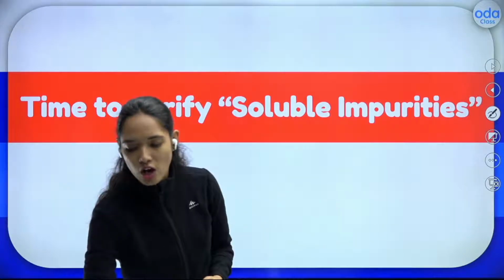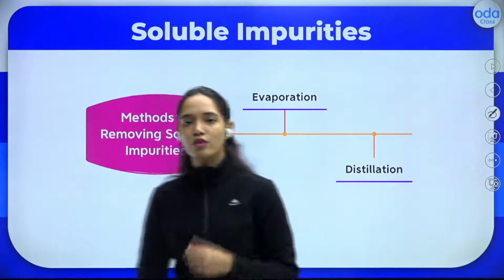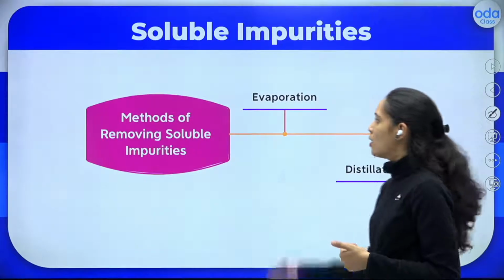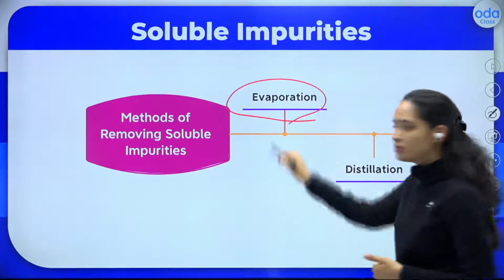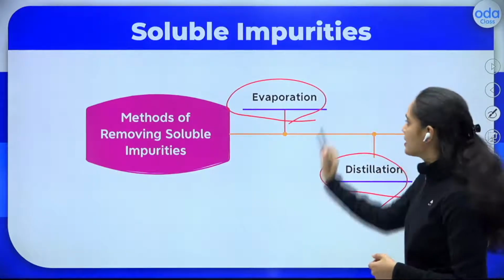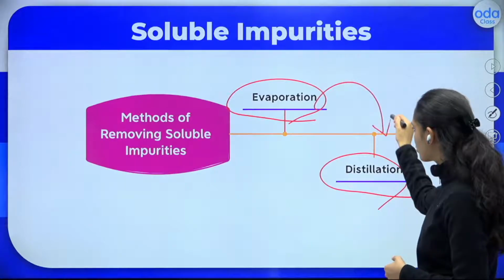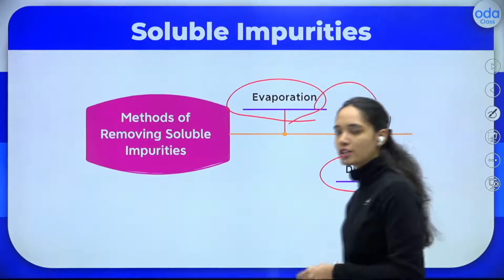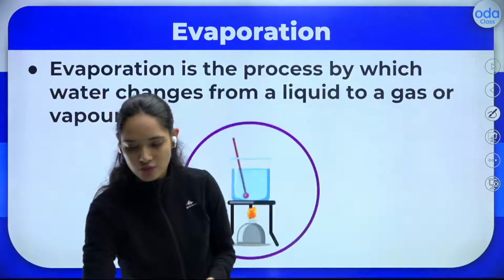So, students, soluble impurities are removed by two methods. One is evaporation, followed by distillation. Again, students, this method is interlinked to distillation. So first we'll be learning what is evaporation.